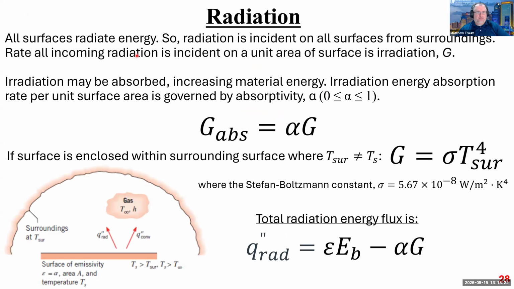Okay. So as said already, all surfaces radiate energy. So radiation is incident on all surfaces from their surroundings, right? This to me is fascinating, right? So we are emitting energy to the room that we're in, but at the same time, the walls of the room that we're in are emitting energy to us. And that is true of every object in the room, right?